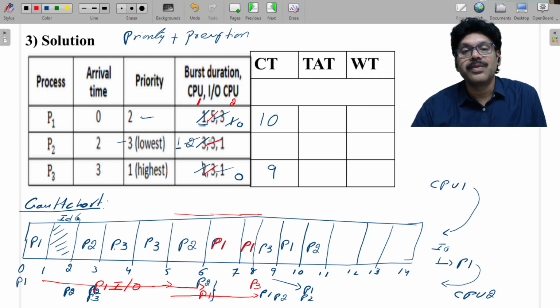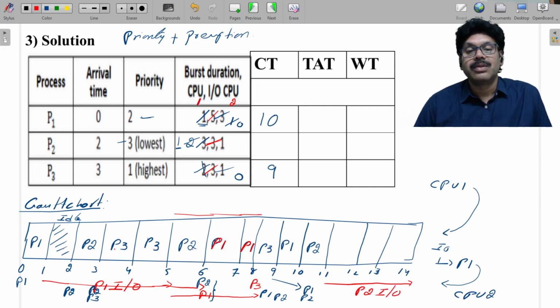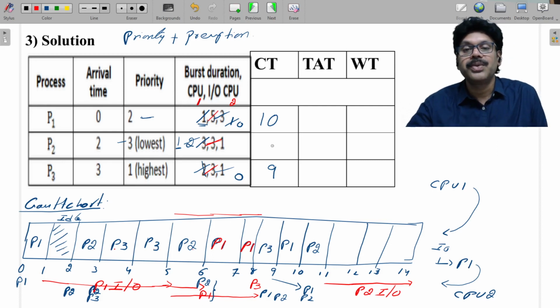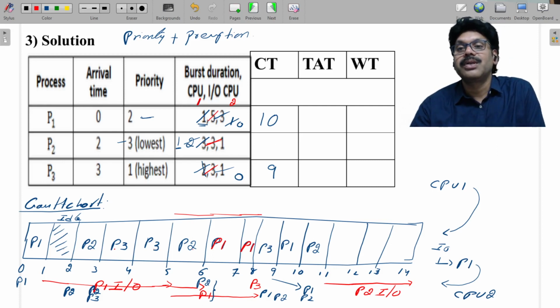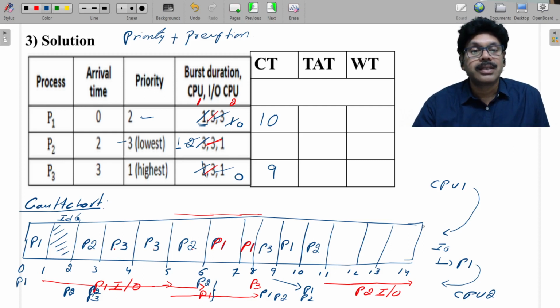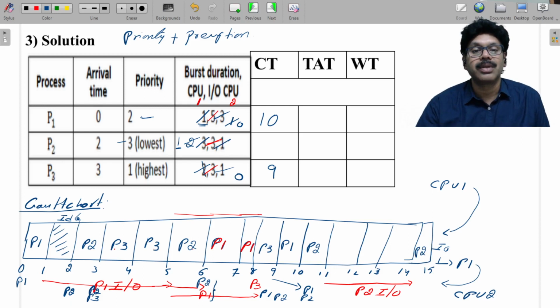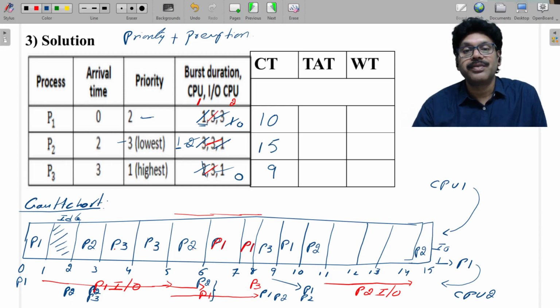It goes for IO. How many units? 3 units. So 1 and 2 and 3 units. This is the P2 IO. After the P2 IO completes, P2 again wakes up and executes 1 more unit. Exactly, P2 will be given a chance here and it completes that 1 unit also, the second CPU burst time. So it is completed at 15.